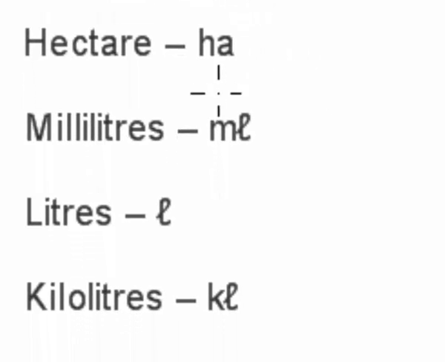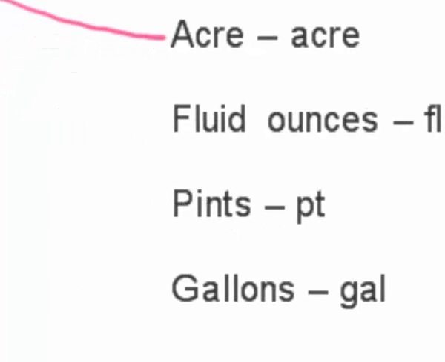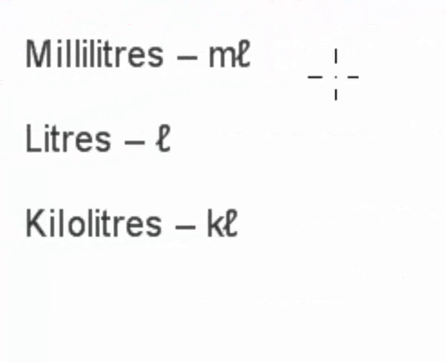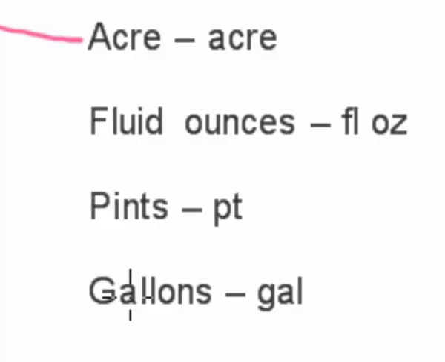Then when it comes to area we have hectare and we have acre. Those are our 2 equivalents there. Then when it gets to volume we've got milliliters, which is the same as fluid ounces, and fluid ounces is FL OZ. We have liters and pints, and then of course we have kiloliters and gallons. As you know, petrol in the US is in fact measured in gallons.